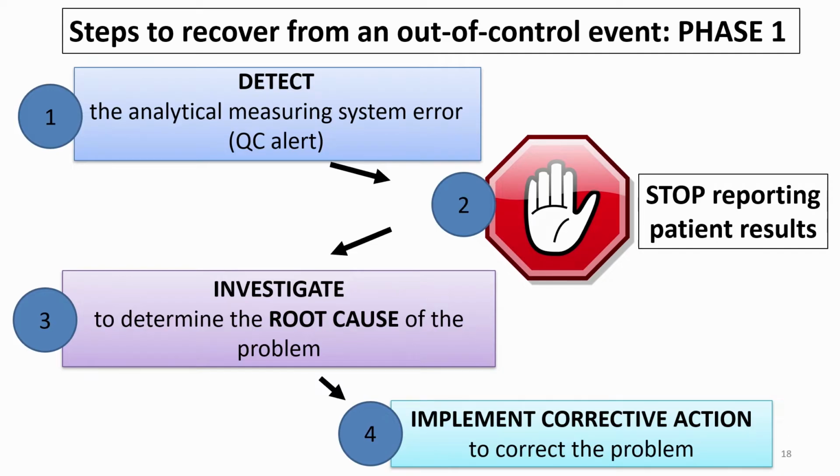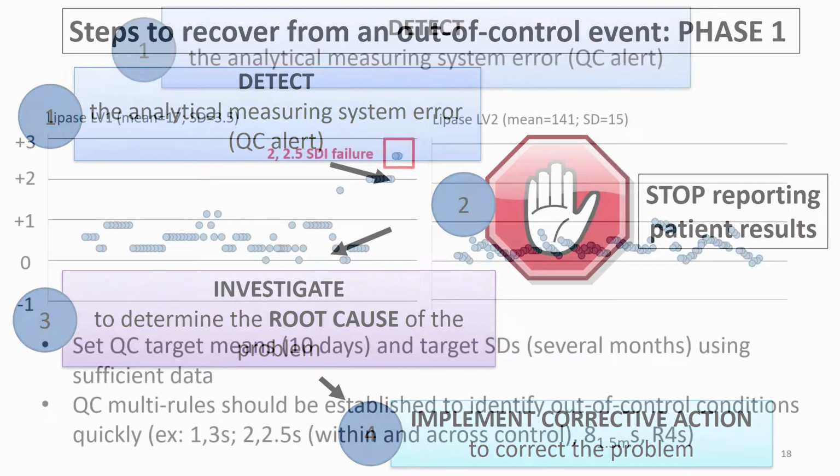The third step is to investigate to determine the root cause of the problem. The root cause is the fundamental defect in the measurement system that is contributing to potentially erroneous results. We need to know the root cause in order to implement the appropriate corrective action to correct the problem, which is the last step of phase one.